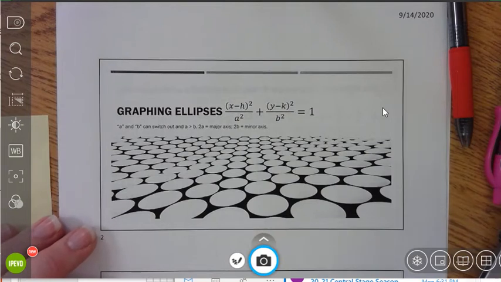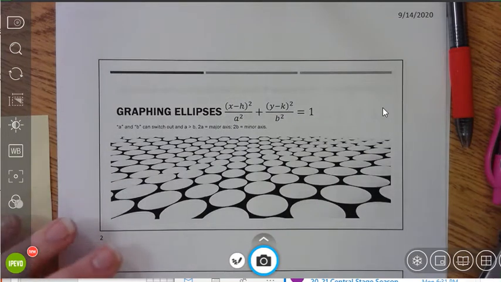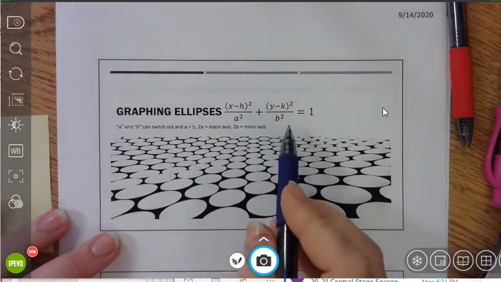Okay, so first thing I'm going to do is go over the lesson for today. So we are graphing ellipses.